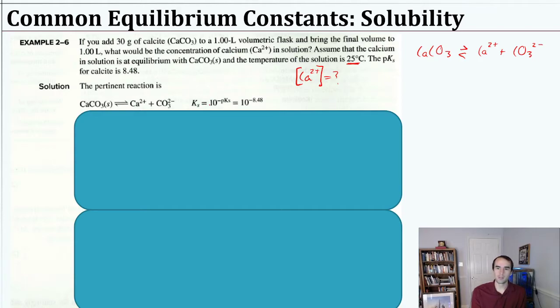Another thing you ought to do is recognize that the pKs here was equal to 8.48. That means, as they're showing here, you could say that Ks equals 10 to the minus pKs. And so that means that the Ks is equal to 10 to the minus 8.48.